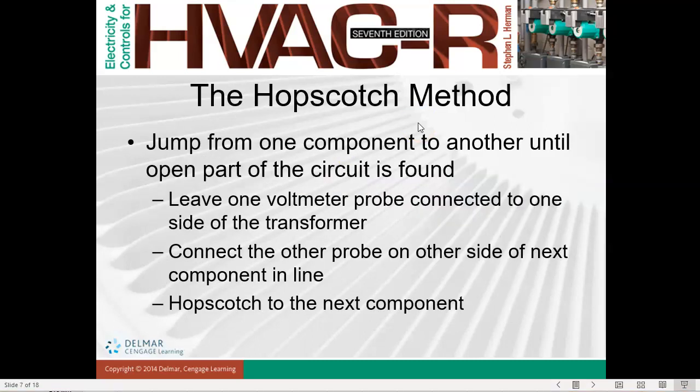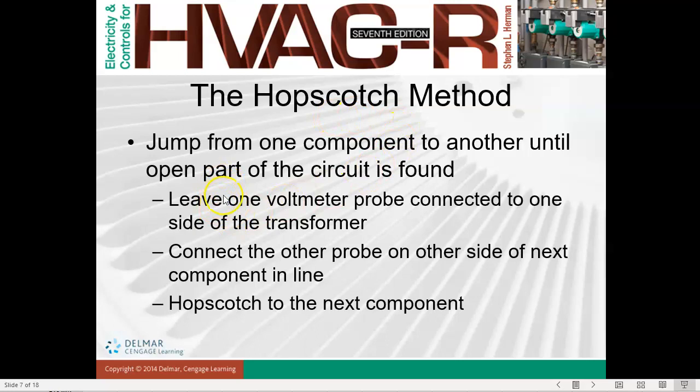Okay, basically there are methods in troubleshooting the components. The method is called the hopscotch method. So basically we jump from one component to another component until the open part of the circuit is found. We want to check which one is a failure. We need to know which component is open, so we need to find that open component by using this hopscotch method.